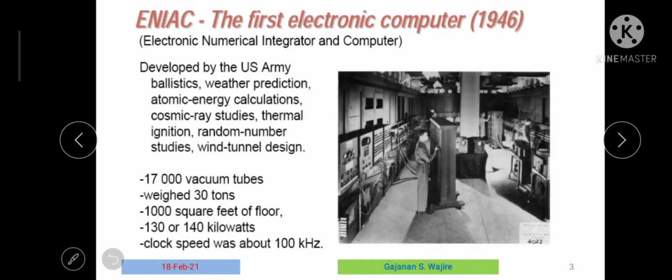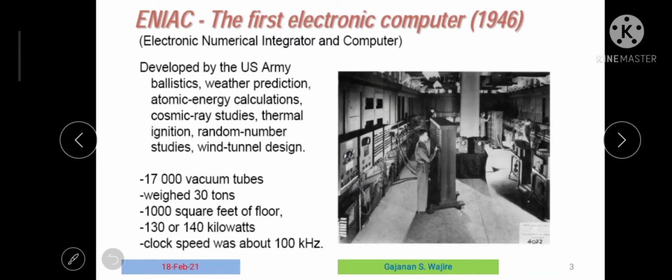As you might know, the first electronic computer was ENIAC, which was developed by the US Army in 1946. There are some special things about ENIAC. It included more than 17,000 vacuum tubes and thousands of other electronic components. Due to this, the total weight of ENIAC was more than 30 tons. It needed a surface area of more than 1000 square feet.